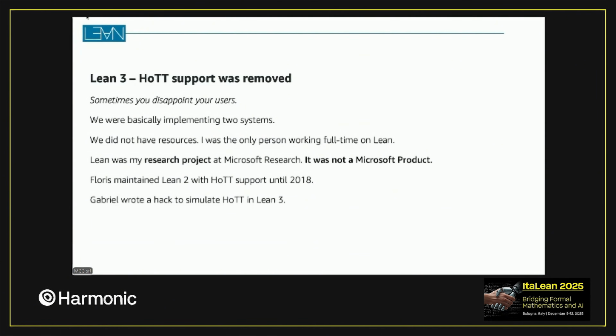I mean, building support for standard Lean and for homotopy type theory is like building two different systems. You have to implement many tactics twice. They behave differently. We couldn't keep doing it. Floris maintained Lean 2 for homotopy type theory support until 2018. I see commits from him maintaining the Lean 2 version. And Gabriel put some hacks in Lean 3 so that people could play with homotopy type theory, but nobody could really build a library because the hacks were unsound. If you wanted to play with the technology, you could do it, but it was just a hack.